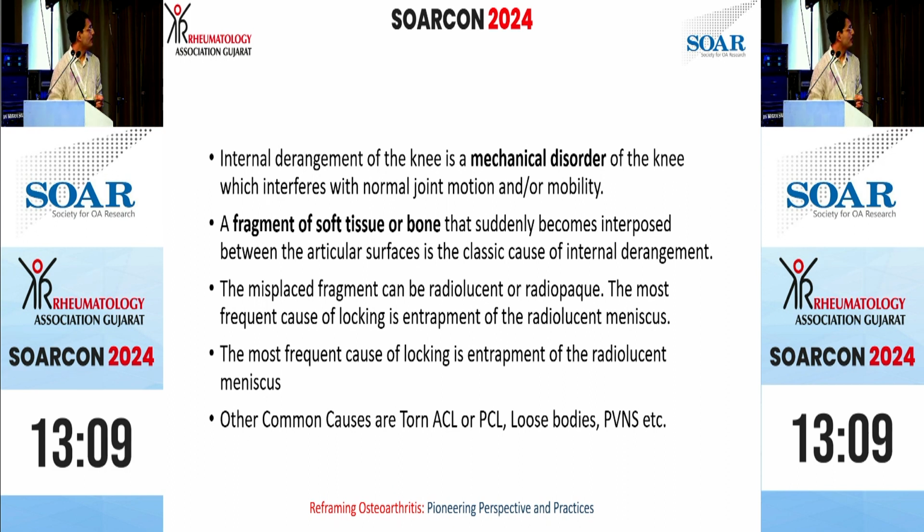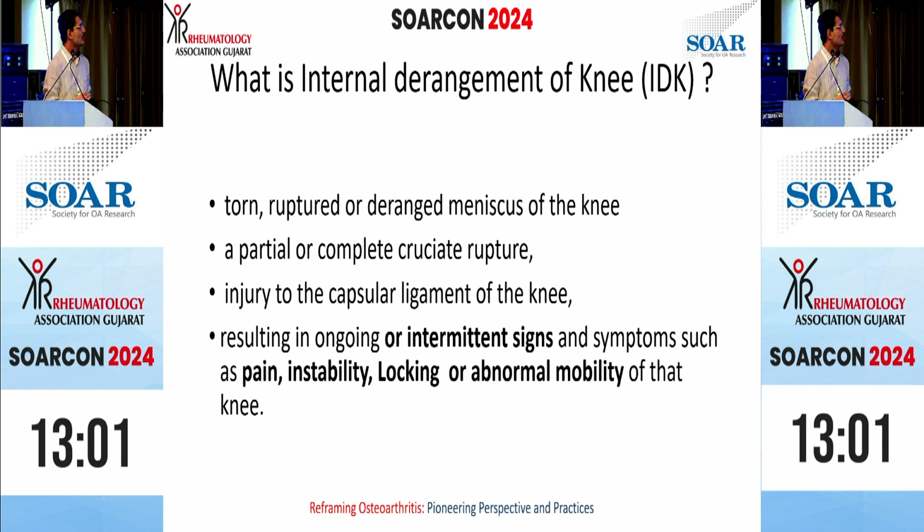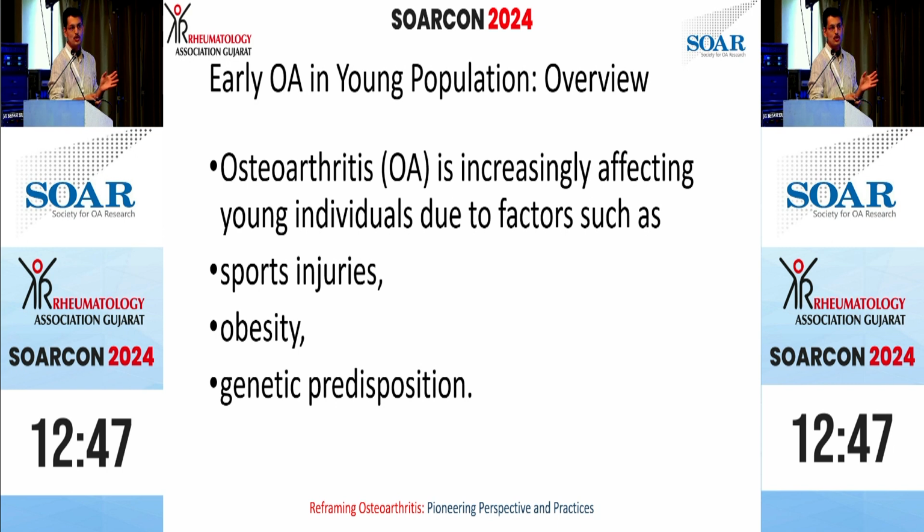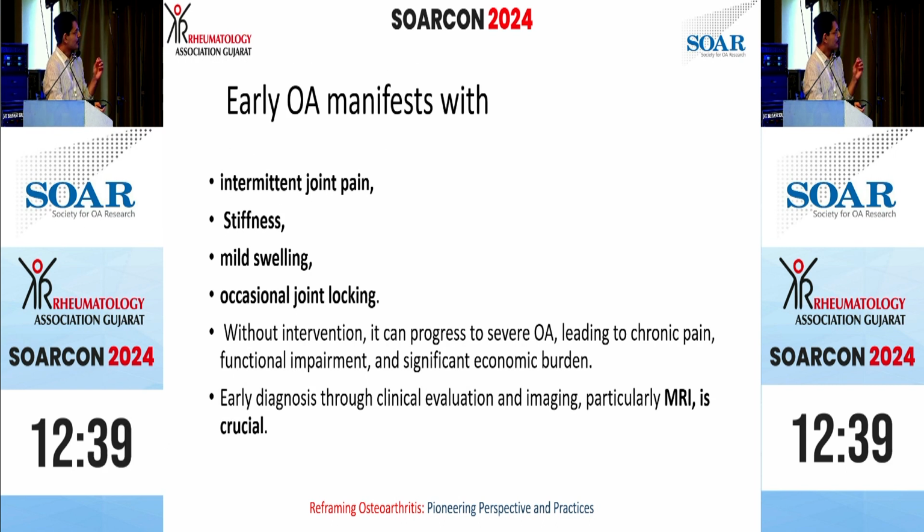Okay, so basically it's a mechanical disorder, and you have a soft tissue or a bony fragment which catches into the joint, causing pain and locking. So you can have a meniscus injury, a ligament injury, a capsular injury, and the basic signs are pain, instability, locking, and abnormal mobility. Now you can have osteoarthritis with sports injuries, obesity, and sometimes genetic predisposition. So basically early osteoarthritis will manifest with intermittent pain in the joint, stiffness, mild swelling, and joint locking.